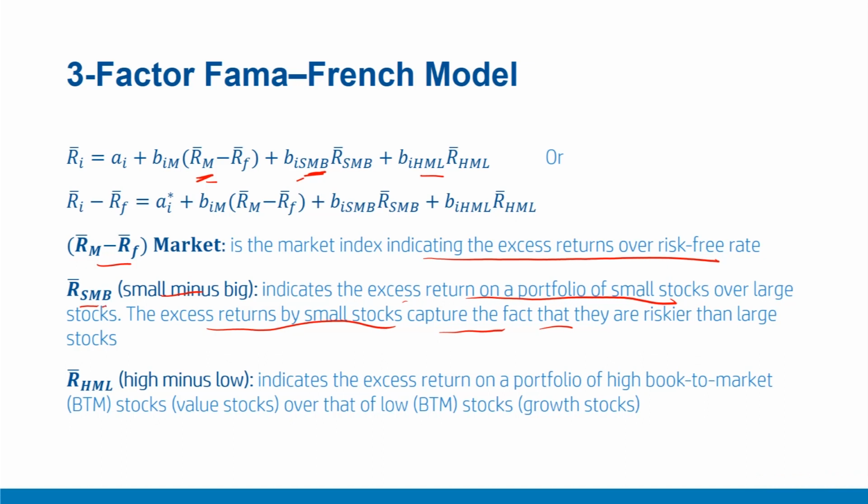And then R bar HML, high minus low book to market ratio, which indicates the excess return on a portfolio of high book to market stocks over that of low book to market stocks. That is, generally these high book to market stocks are also referred to as value stocks, and low book to market stocks are referred to as growth stocks. So the value stocks offer higher return as compared to growth stocks.